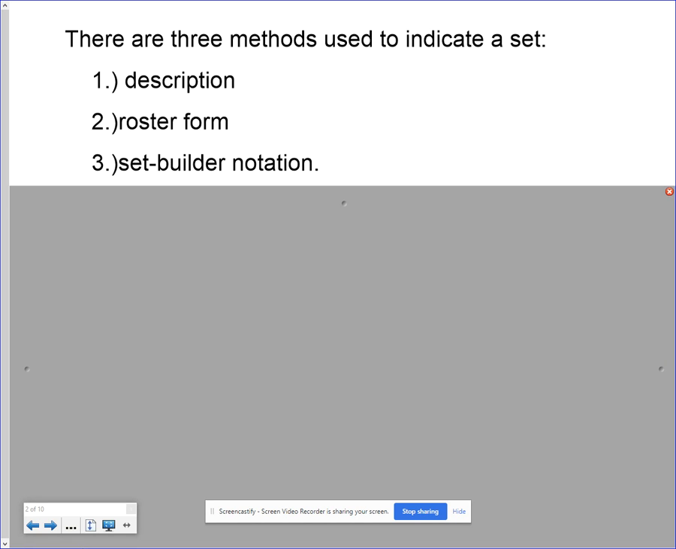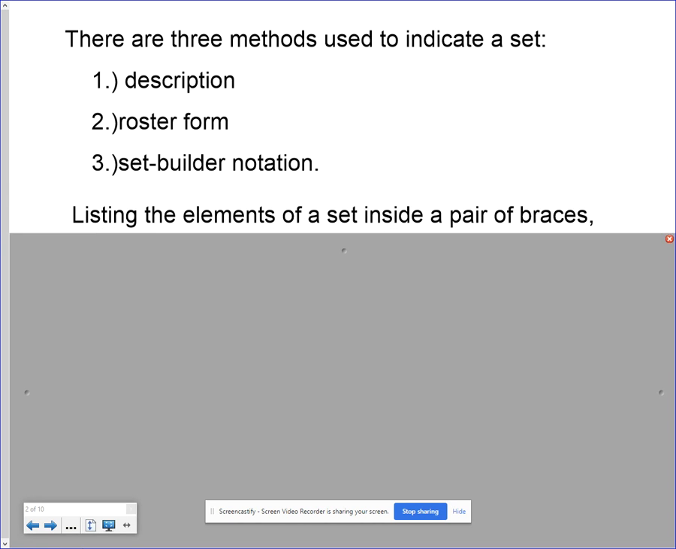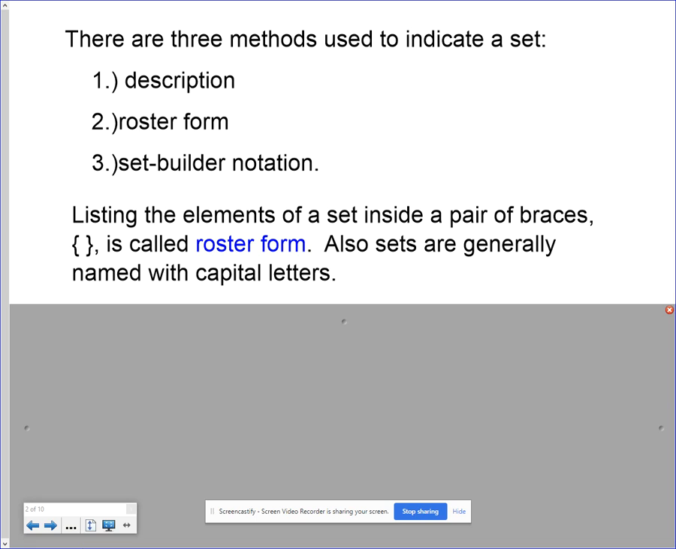There are 3 methods used to indicate a set. The first method is called description. The second method is called roster form. The third method is called set builder notation. When you list the elements of the set inside a pair of braces, that's called the roster form. Also, sets are generally named with a capital letter.